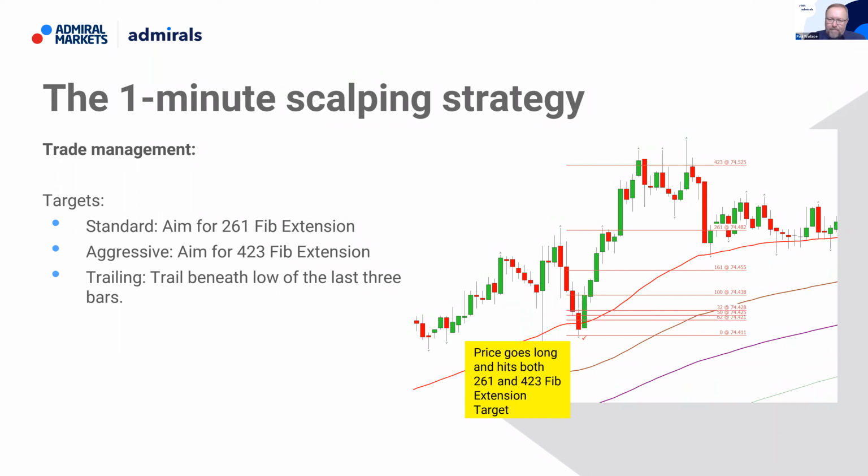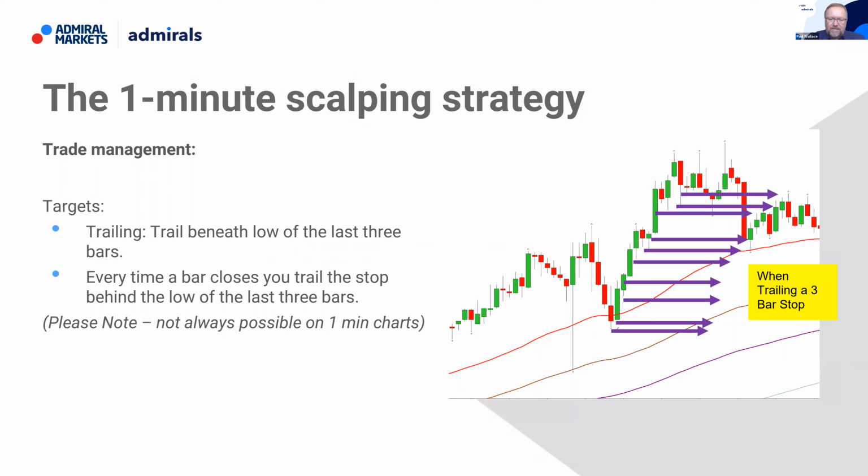In scalping, things are happening fast, so you need to be able to operate effectively. But as I said, you might want to use a trailing stop, in which case I'd go for the low of the last 3 bars. Every time a new candle completes, you want to trail your stop beneath the low of the last 3 bars.